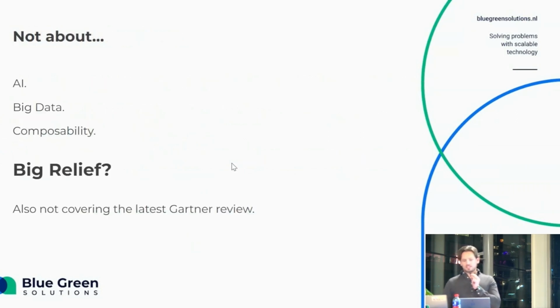What I'm not going to share about is AI, because we've been over that, I guess. Big data, composability, we've all heard about it. So I guess this must be a big relief that those topics will not be covered. And I'm also not going to cover all the Gartner stuff. We read about that already, and you're not here for that, I guess. What might be more interesting is a few of the trends we've spotted, which are quite practical, actually. And we see them every day when you're in the Mendix low-code scene.